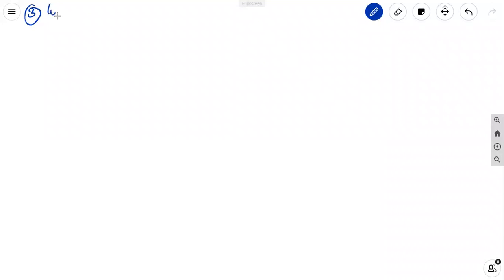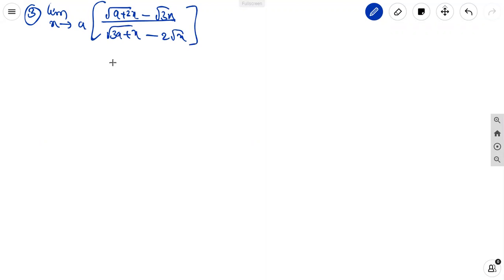Third problem: limit x tends to a, (root of a plus 2x minus root 3x) by (root 3a plus x minus 2 root x). Just here you can check: when you substitute x equal to a directly, the numerator is root 3a minus root 3a, which is 0. In the denominator, 3a plus a is 4a, and root of 4a is 2 root a, minus 2 root a. The denominator part is also 0.